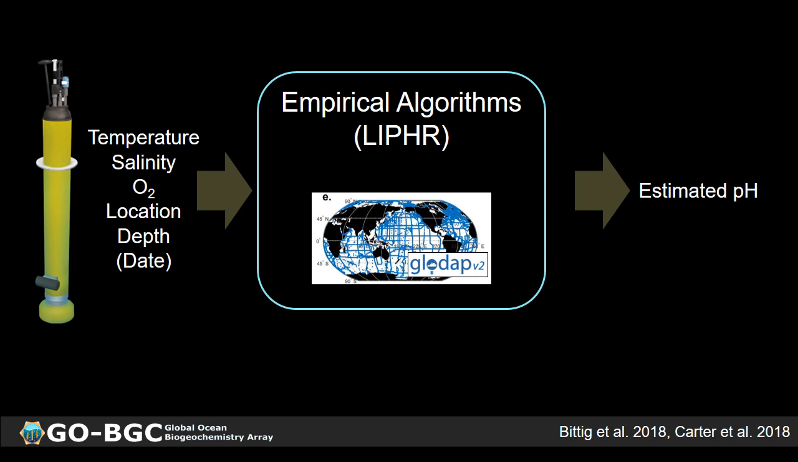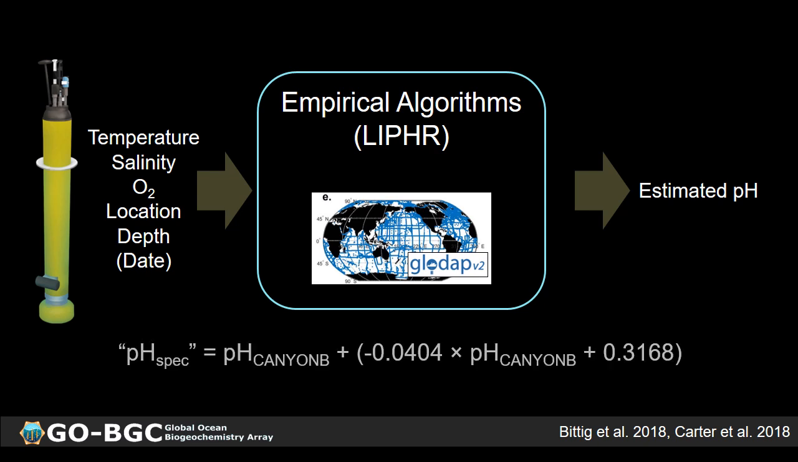But if you want to use CANYON-B for whatever reason, you can correct for this pH-dependent discrepancy by applying this linear adjustment to the pH output from CANYON-B. The slope and the intercept, the negative 0.0404 and the 0.3168, come from the linear regression from the plot in Carter et al. in 2018 that I showed previously. So you can convert between pH CANYON-B, which is consistent with pH calculated from alkalinity and DIC, to pH, quote unquote, spec.